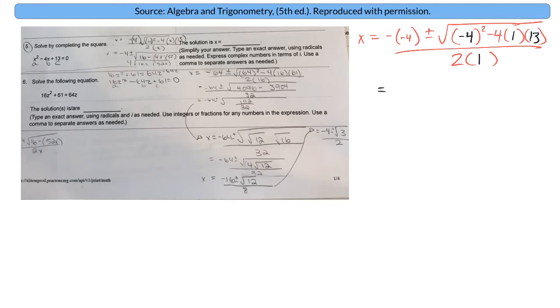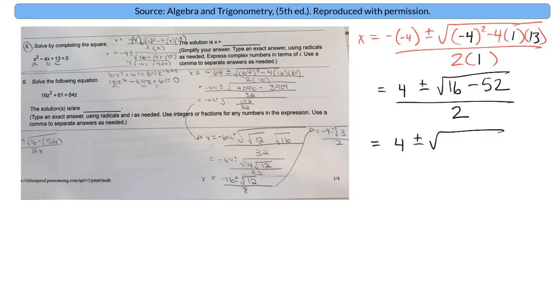So this will be a positive 4 plus or minus square root of -4 squared is 16. 4 times 13 is 52. So it'll be minus 52 over 2. So 4 plus or minus. Now 16 minus 52, what's that? That's 32. Oh, and it's a -32 over 2. Oh, but this one says solve by completing the square.